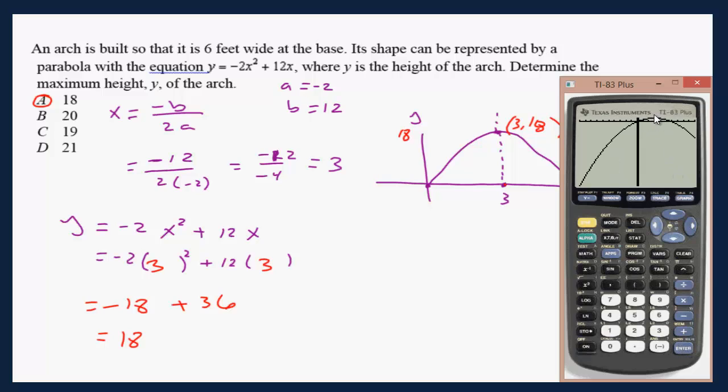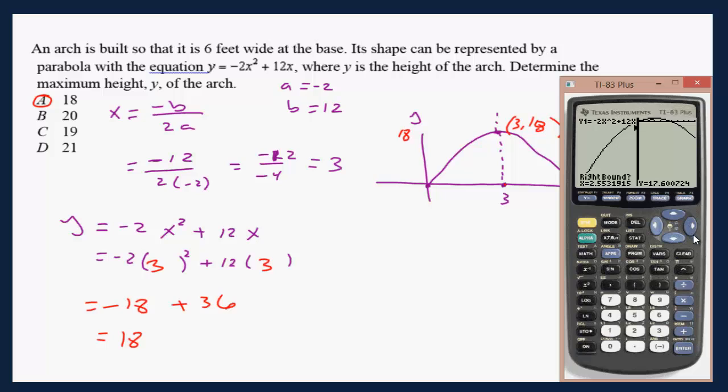We need to find the maximum. If you want to find the maximum, you click second trace. You go down to the maximum, question number 4, choice 4. And where is the left bound? You see the cursor is blinking here on the left bound of the maximum, so just click enter. Where is the right bound of the maximum? We're going to move the cursor from the left bound of the maximum to the right bound of the maximum. You move it with the right arrow.